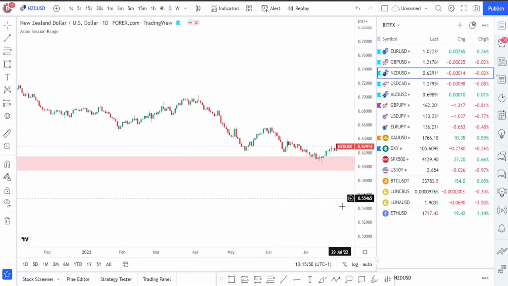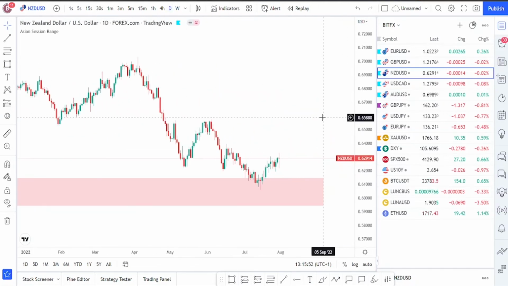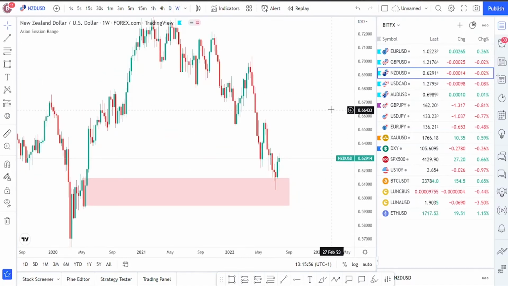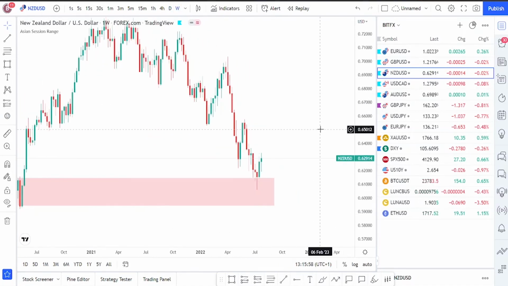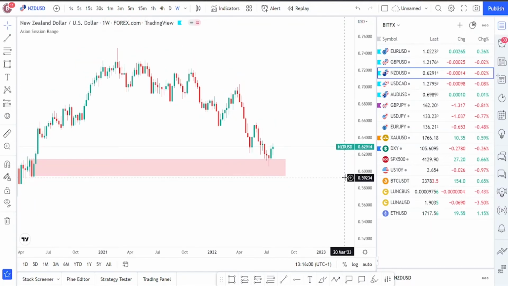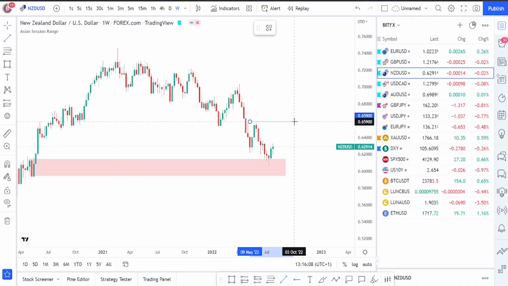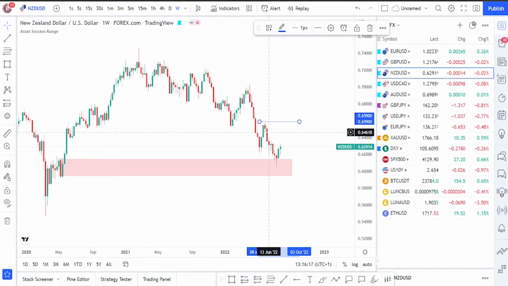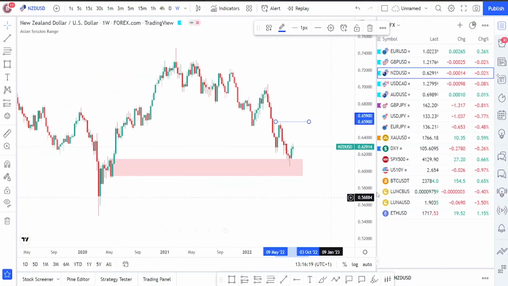Now, let's go back to weekly and mark out potential areas of sells. So again, same as Gbpusd, there are two possibilities. Either Nzdusd ends up breaking this high right here, because it's an external high. If Nzdusd breaks this high, we would turn externally bullish. If it doesn't break this high, we could continue down, making even lower lows.